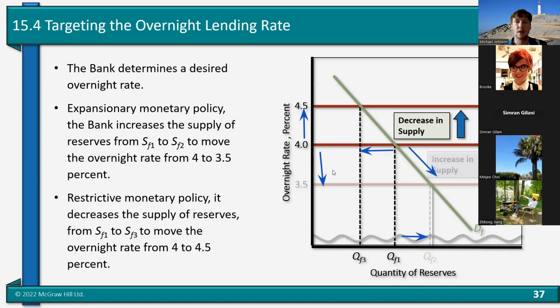So as you can see there, higher interest rate, lower money supply. Higher overnight rate, lower quantity of reserves, money supply. Lower overnight rate, higher quantity of reserves, money supply.